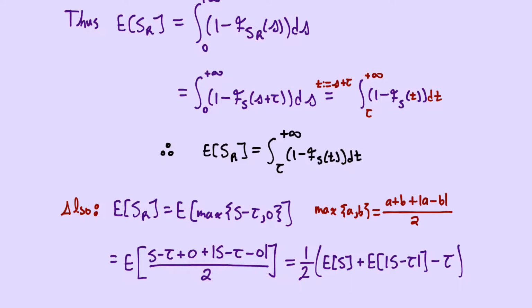And simplifying and using the linearity properties of expectation, we will have that this is equal to 1/2 of the expectation of S plus the expectation of the absolute value of S minus tau, and then minus the value of tau, okay?